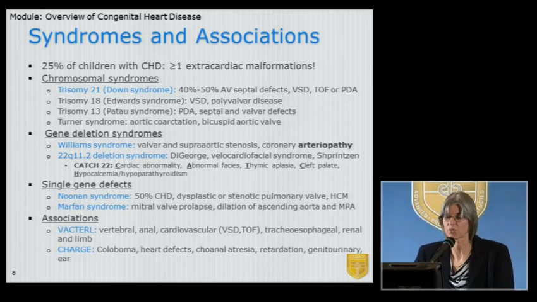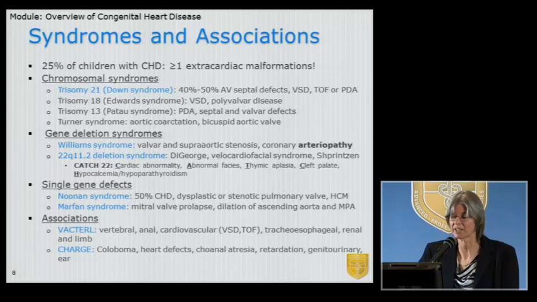The gene deletion syndromes. Williams syndrome, as we just discussed, is very important: the coronary arteriopathy can be not detected in an echo. You can't really know how their coronary involvement is if you just have an echo. So you've got to be careful and always assume that they have the worst coronary artery disease that you can imagine.